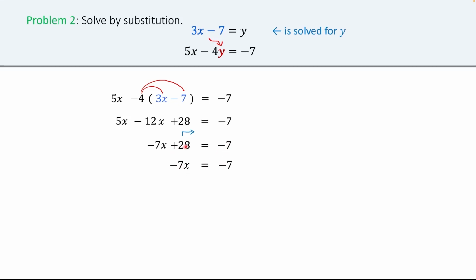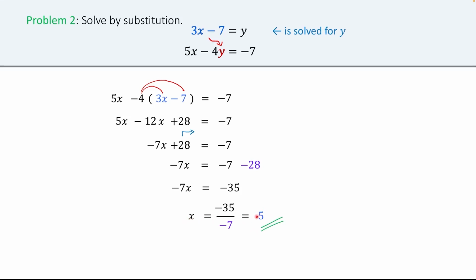This is positive 28, so you need to subtract 28. Negative 7x is equal to negative 7 minus 28, which is negative 35. Now divide both sides by negative 7 and isolate x. So x is equal to negative 35 divided by negative 7, which is equal to 5. So you got the x value.